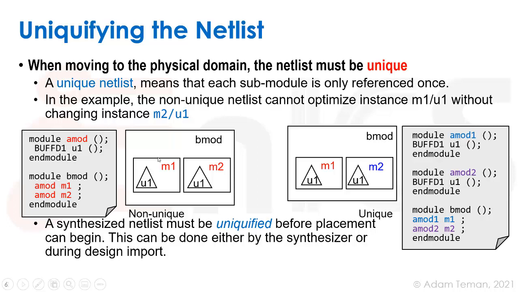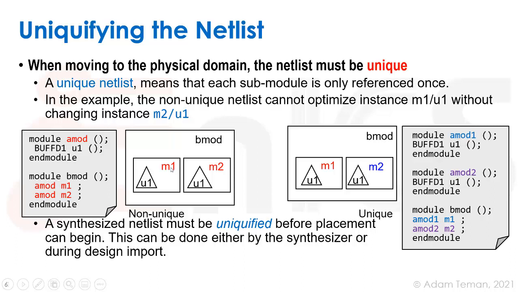The problem is that when we go into the physical domain, we get something like this. So we have this module, the B module over here, that has 2 instantiations of the A module. One of them is called M1, one of them is called M2, and they both have an inverter, or a buffer, inside them. That's what the A module has. The problem is that, let's say this buffer has a large fan out, and so we need to increase its size. So we're going to increase the size of this guy, but since they're the same, this is also going to increase, and that's not good.